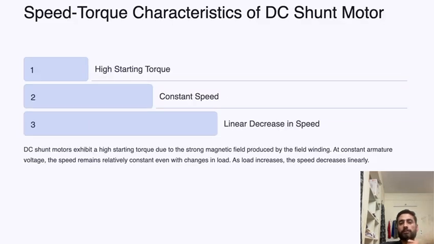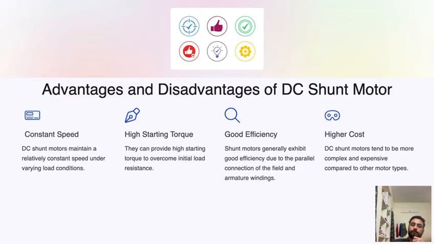Speed torque characteristics of DC shunt motor. First, high starting torque. Second, constant speed. Third, linear decrease in speed. DC shunt motors exhibit a high starting torque due to the strong magnetic field produced by the field winding. At constant armature voltage, the speed remains relatively constant even with changes in load. As load increases, speed decreases linearly.